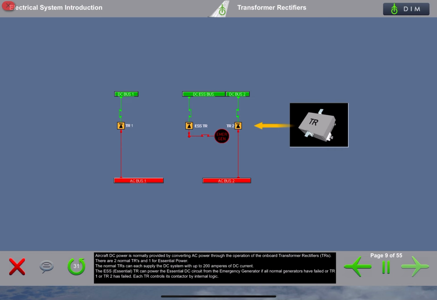Aircraft DC power is normally provided by converting AC power through the operation of the onboard transformer rectifiers, TRs. There are 2 normal TRs and 1 for essential power. The normal TRs can each supply the DC system with up to 200 amperes of DC current. The essential TR can power the essential DC circuit from the emergency generator if all normal generators have failed, or TR1 or TR2 has failed. Each TR controls its contactor by internal logic.